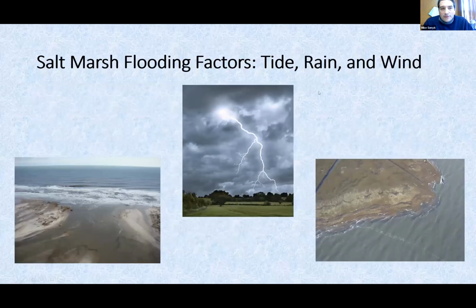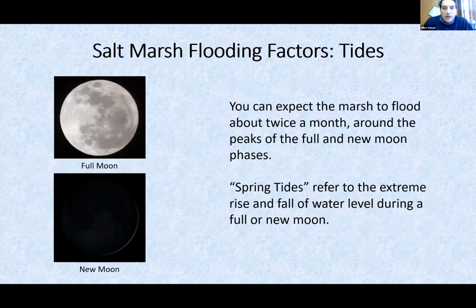Three main factors that influence salt marsh flooding are tide, rain, and wind. I'm going to talk about them a little bit individually here. Tide is usually our biggie. You can expect the marsh to flood about twice a month around the peaks of the full and new moon phases. These are referred to as spring tides. They have nothing to do with the time of year. They refer to the extreme rise and fall of water during the full or new moon.